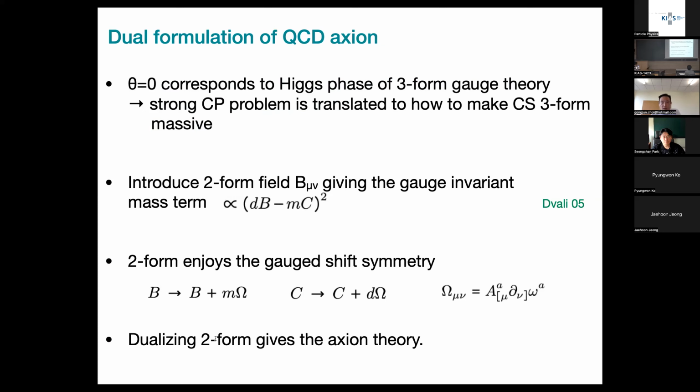Now, at the moment, you want to ask, but we're talking about axion, what are you talking about? How do we see the connection of this story to the QCD axion? I think that's your question. Then the answer is, if you dualize this two-form field, then that gives the axion theory.